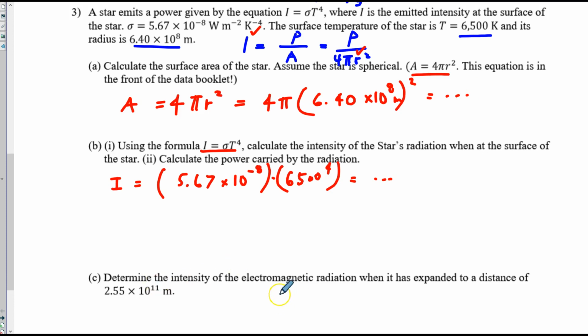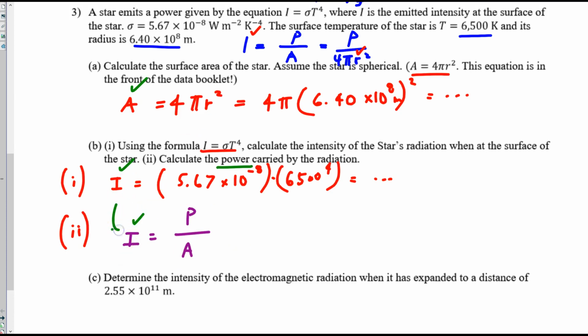Part 2 is calculate the power. Oh, well, that's easy. We know intensity, and we know the area at the surface. So we can find the power at the surface, right? We use intensity at the surface is equal to power at the surface over area at the surface. Plug in your answer from above. Plug in the area from above. Cross multiply to get power.